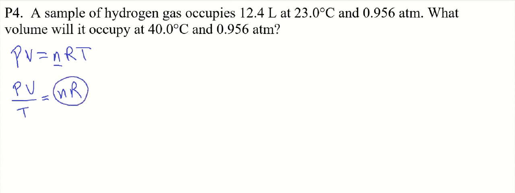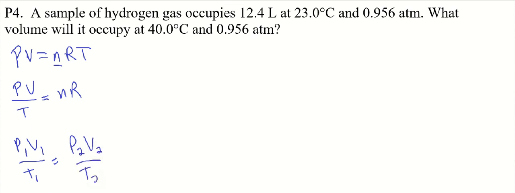changing in this problem. So if we have all the constants to one side, we can say that any combination of P1, V1 over T1 is going to equal any combination of P2, V2 over T2 of this system of gas, because it's all going to equal this constant. By the way, this is known as the combined gas law.